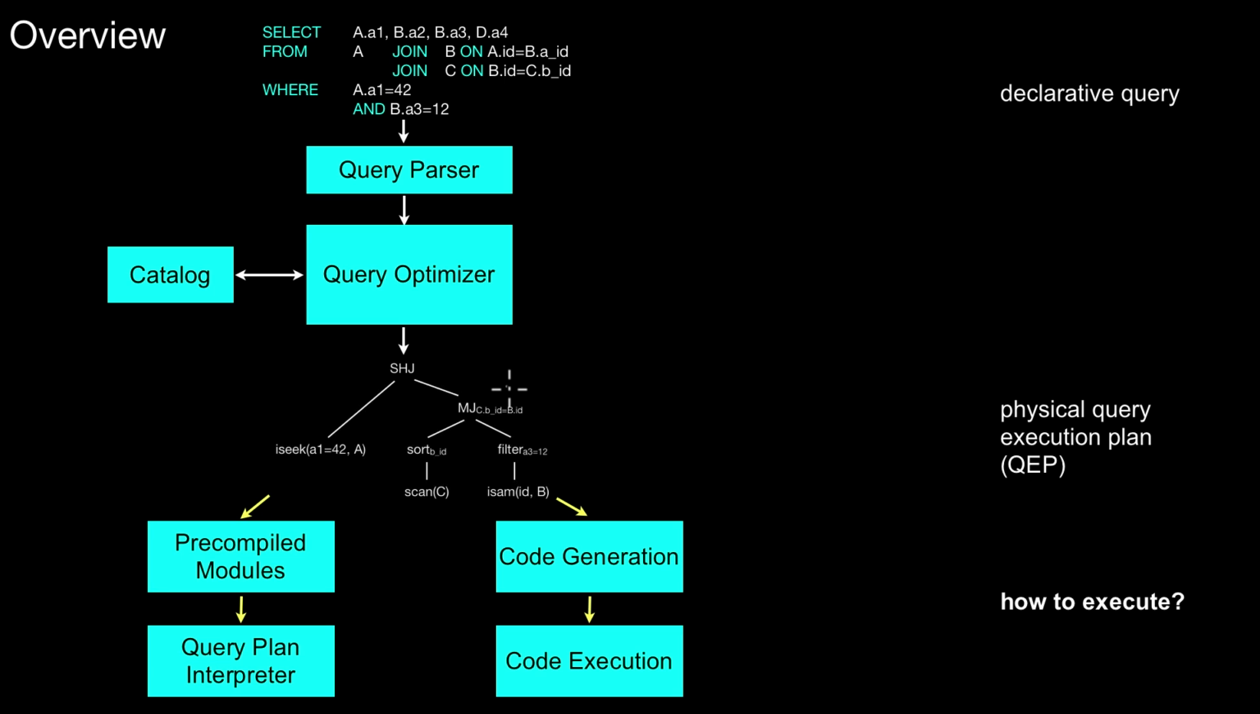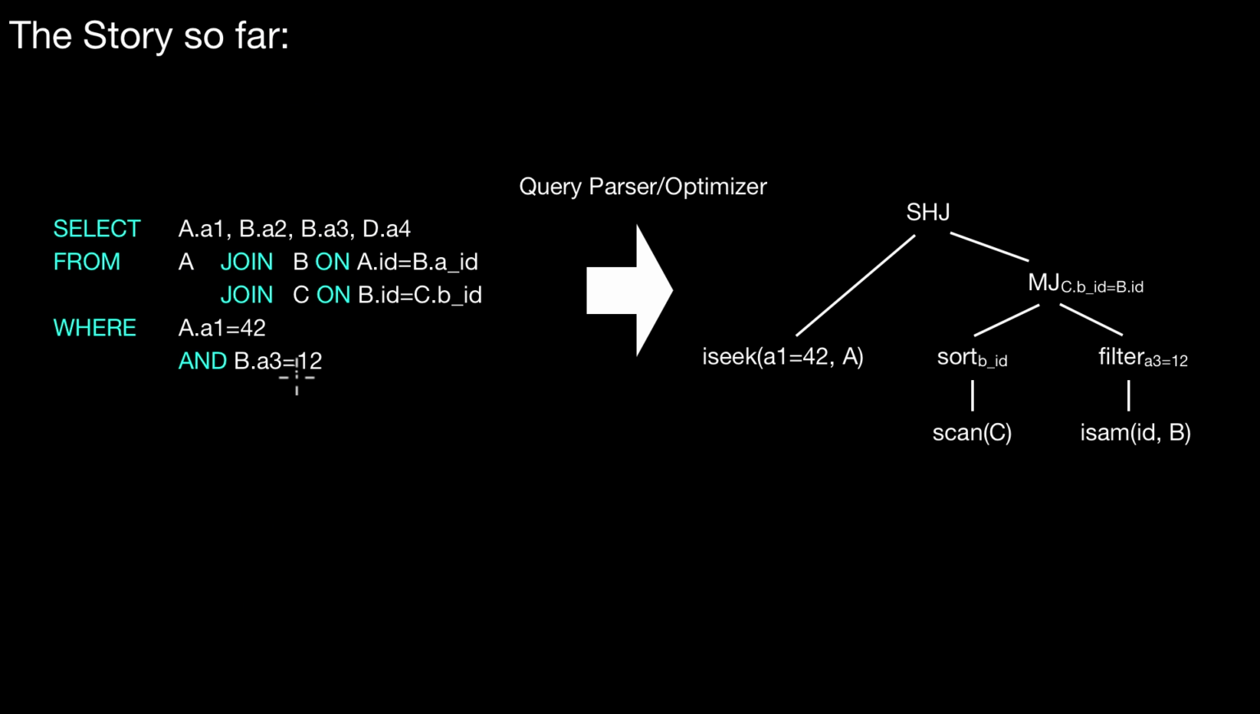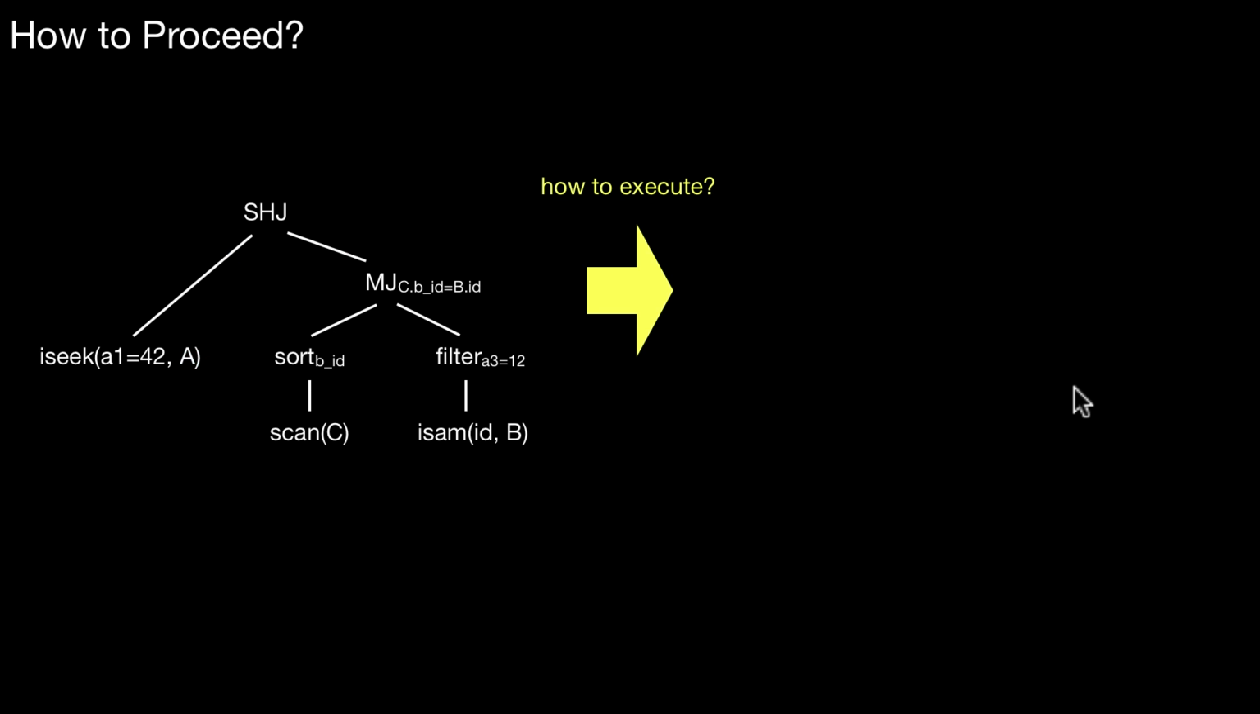So again, so far, this is what we did. Declarative query translated to this physical execution plan by the query parser and query optimizer. But there's another mapping from this plan. Let's put it on the left here. So from this physical execution plan, how to execute it. We map it again to some physical structure. We map this to a program, in other words. But how does that program look like?